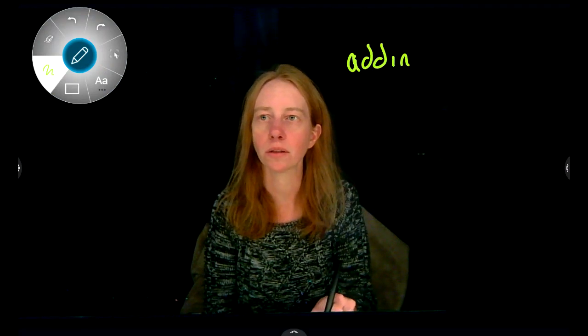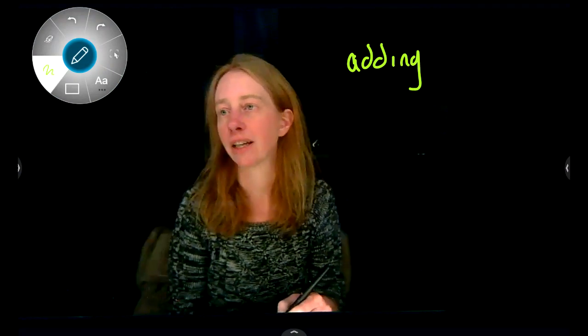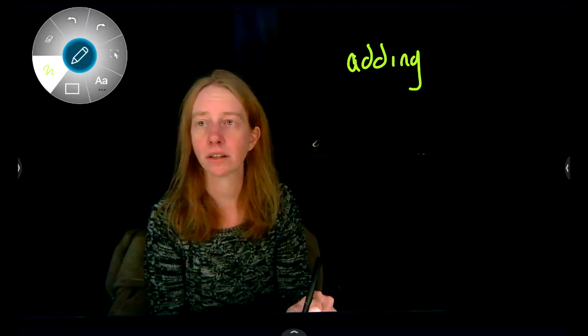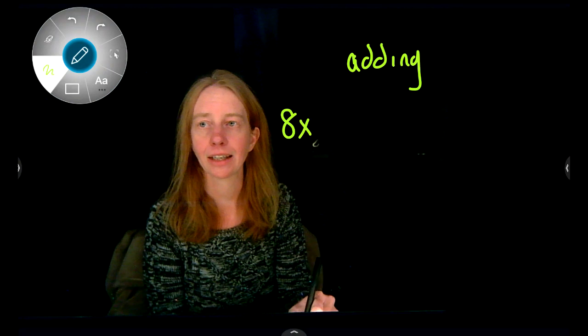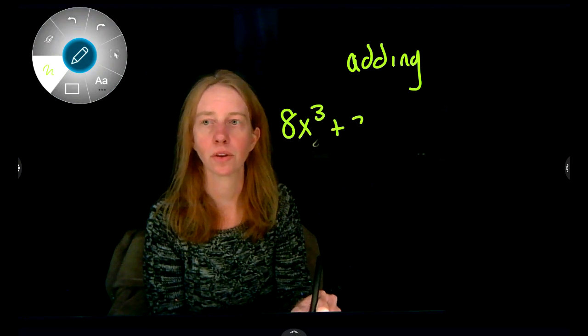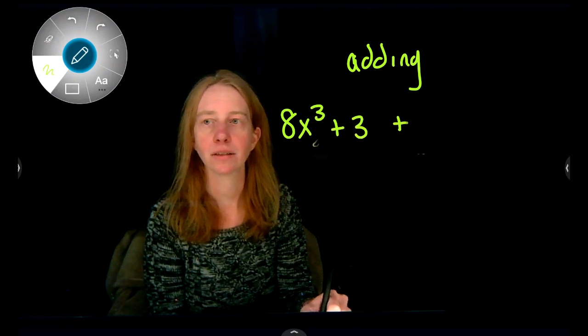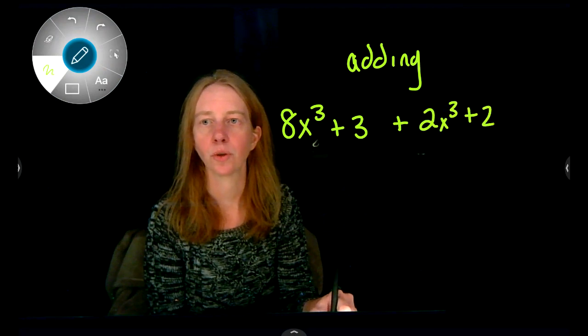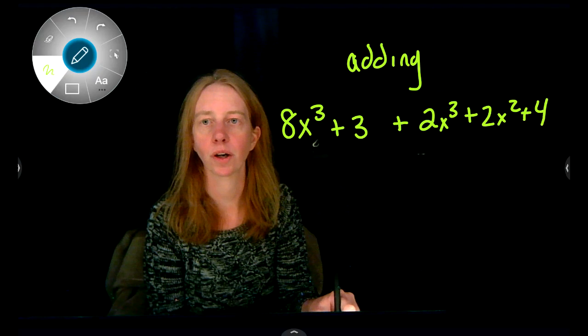All right, so I wanted to demonstrate to you, we're going to start with adding polynomials. So we're going to add polynomials, and really the thing that you have to keep in mind for this is the phrase combine like terms. So you've done that before. Here's an example problem: 8x cubed plus 3 plus 2x cubed plus 2x squared plus 4.